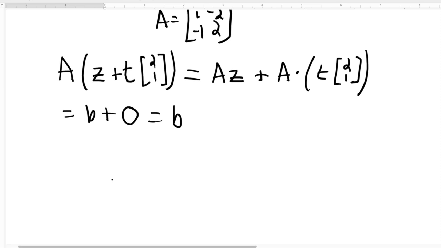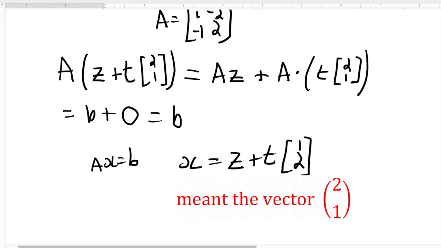And in fact, the solutions to the equation Ax equals b, so x, will be of the form z plus t(2, 1). So all vectors x that are of this form here will be solutions to the equation Ax is equal to b.